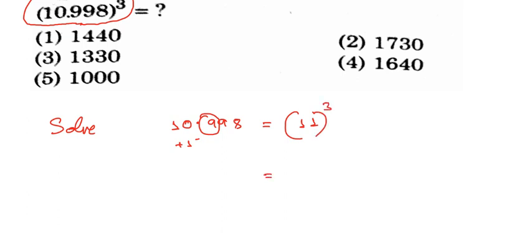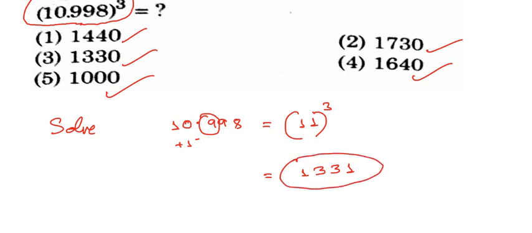For that we will get the answer 1331. And as we can see the five options: the first option is 1440, the second option is 1730, the third option is 1330, the fourth option is 1640, and the fifth option is 1000. But none of them is matching the number which we have got by cubing 11.